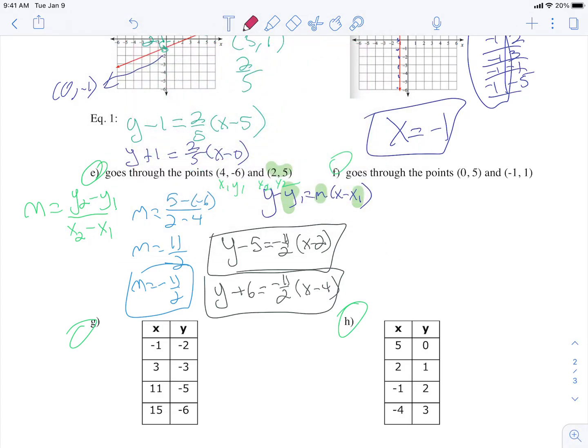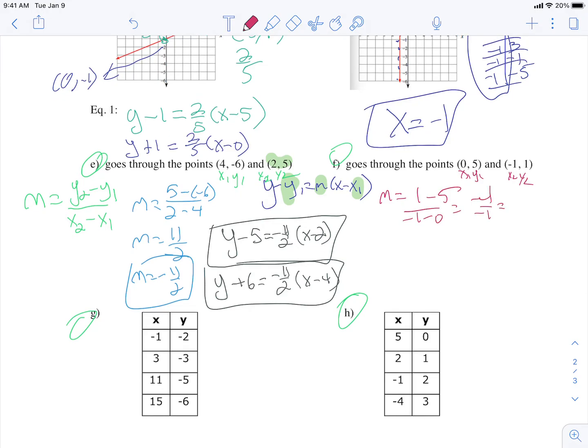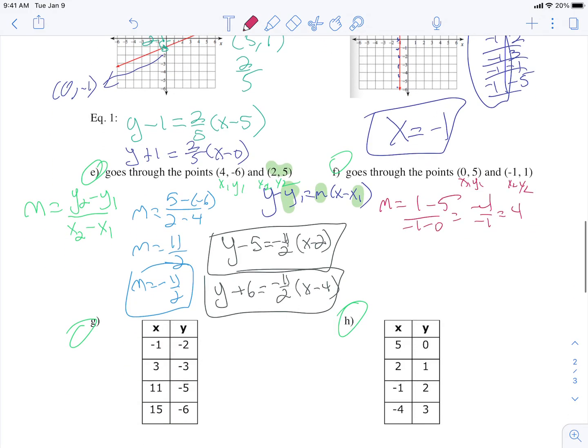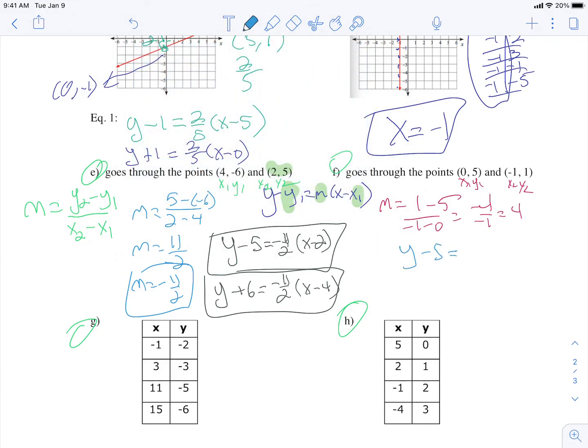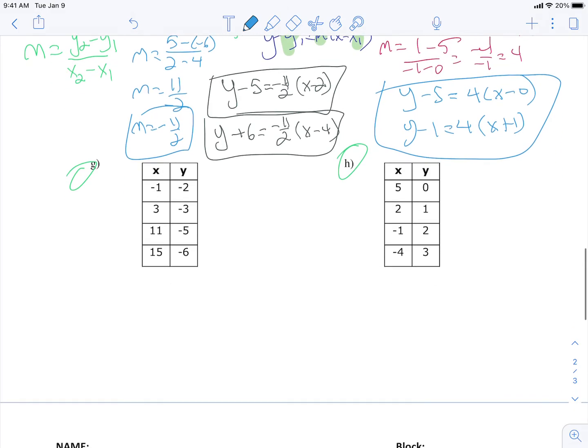The only thing you have to do first is find the slope. So let's do this again. m is equal to, with x1, y1, x2, y2, 1 minus 5 all over -1 minus 0. So that's -4 over -1, which is 4. And now pick one. It doesn't matter. I'll pick the first one: y minus 5 is equal to 4 times x minus 0. But if you like the second one, that's fine too: y minus 1 is equal to 4 times x plus 1. Either one is totally fine.